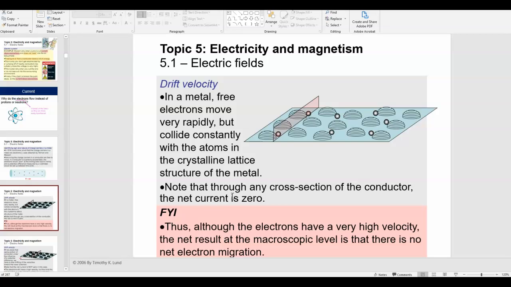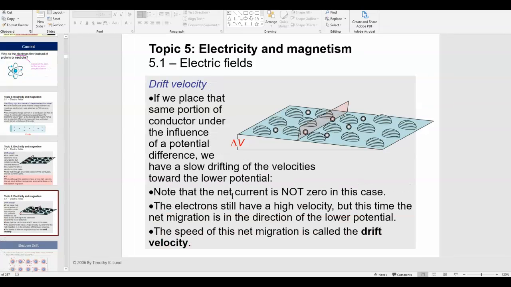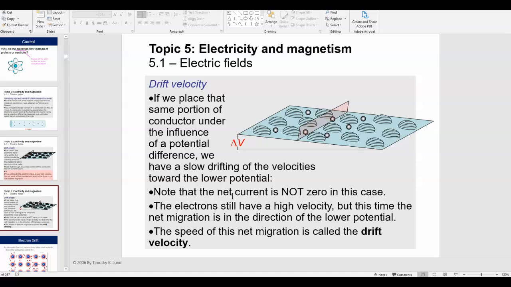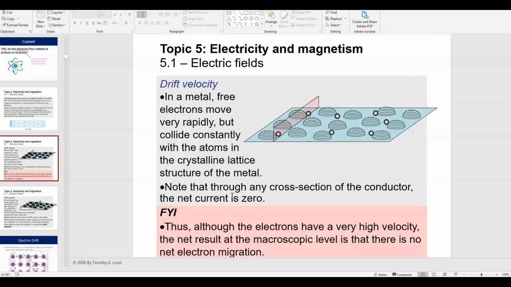So although the electrons have a very high velocity, because they're bouncing in random directions, the net result is that the electrons as a whole are not actually moving. Each individual one might be moving, but as a whole, they're not. Now, let's say you take that piece of metal that's just sitting on your table in front of you. If it's not attached to anything, even though you have moving electrons, there's no net current in the metal. Like we just talked about.